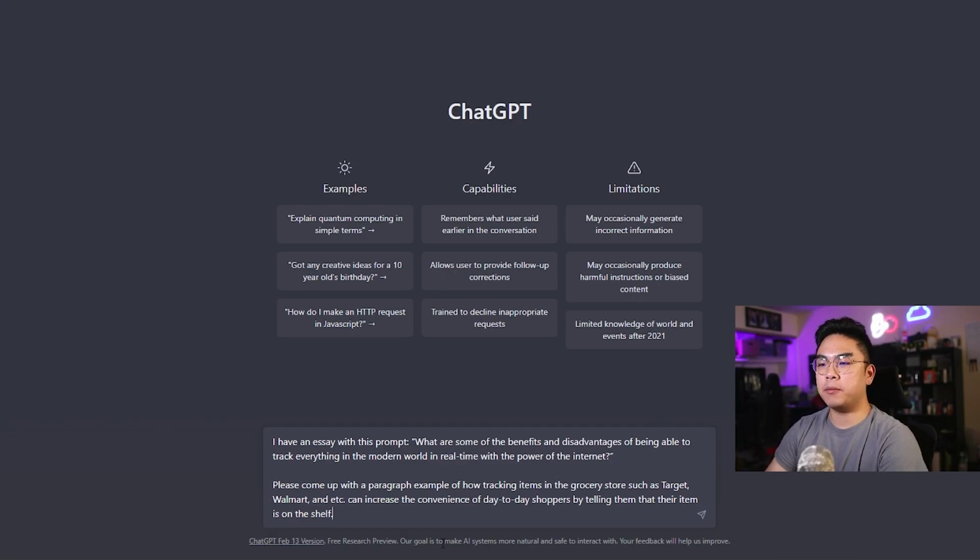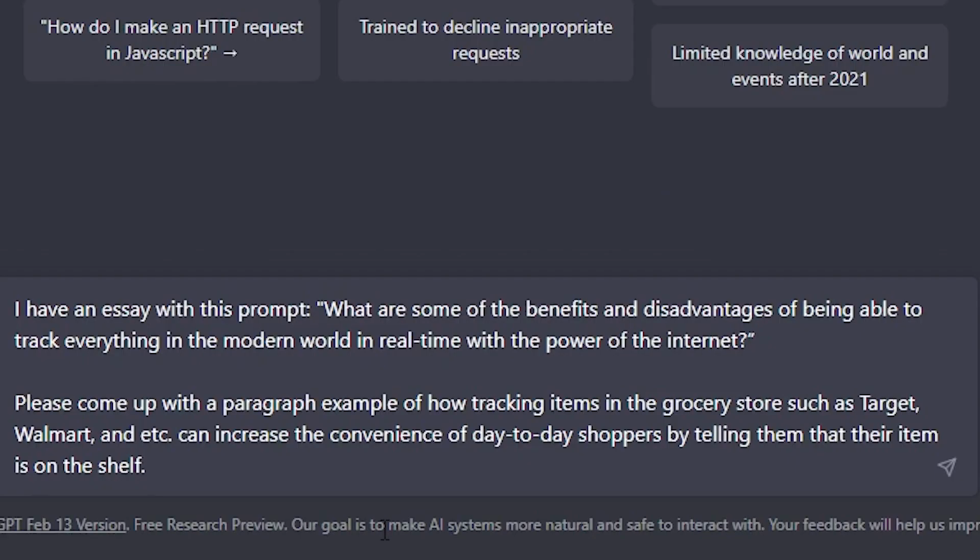I've constructed this prompt for ChatGPT saying that, hey, I have an essay with this prompt, and this is the same prompt that I've given it. And I wrote, please come up with a paragraph example of how tracking items in a grocery store such as Target, Walmart, etc. can increase the convenience of day-to-day shoppers by telling them that their item is on the shelf. All right, here you go.